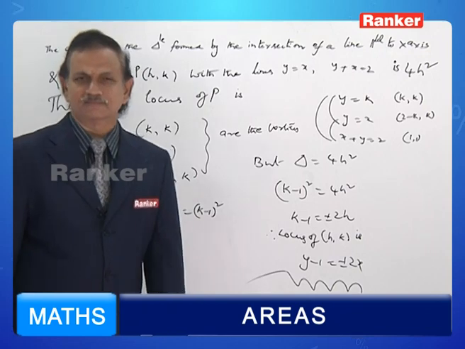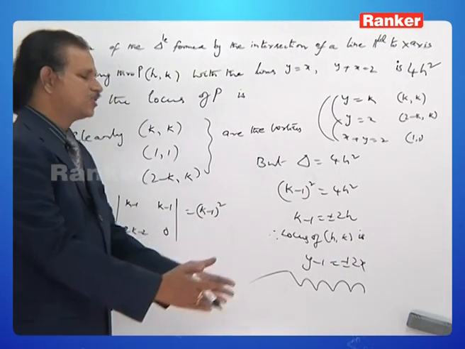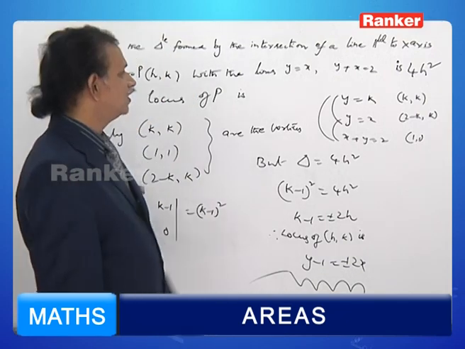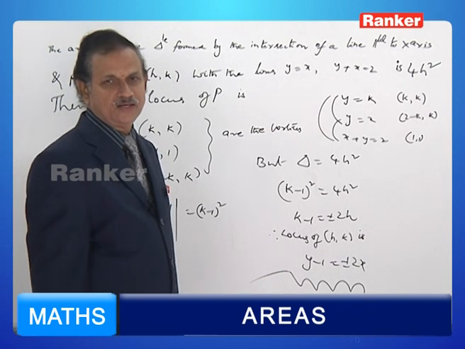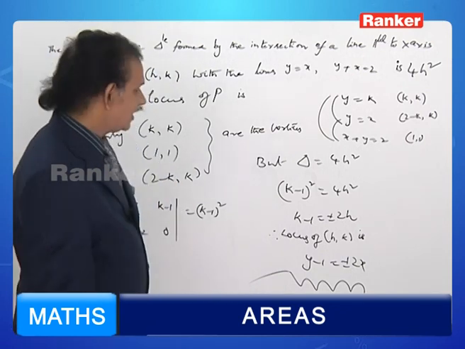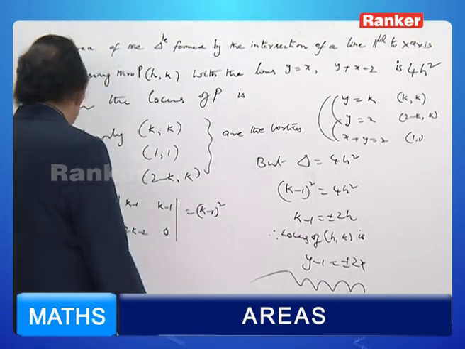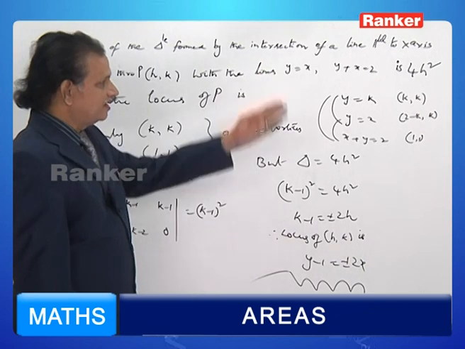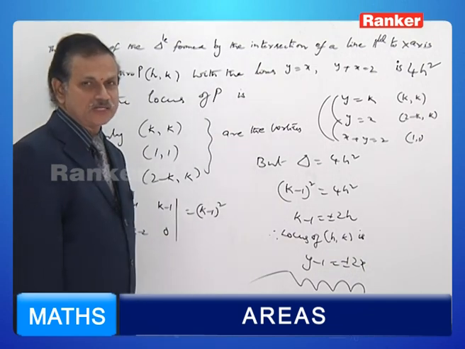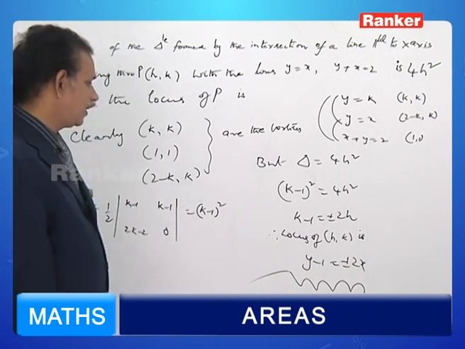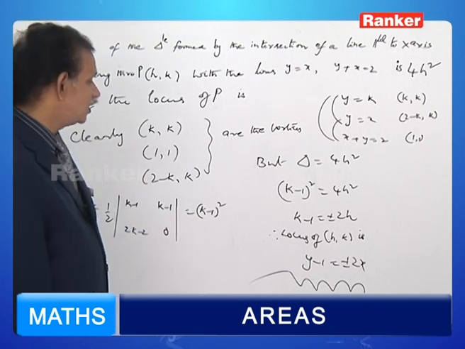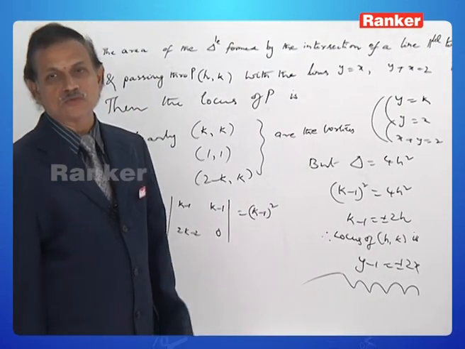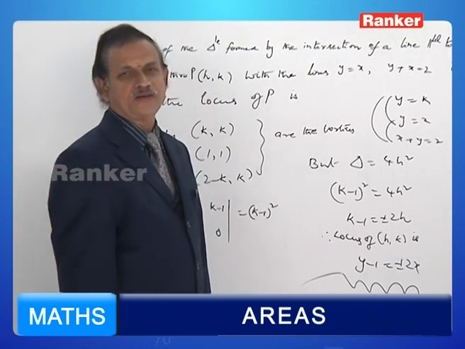That's all. Very simple problem, which needs no graph at all, which needs no representation at all. The clue here is you are supposed to have the vertices of the triangle so that you can estimate the area of the triangle immediately on the spot like this. It is k minus 1 whole square, and you equate this area to the given 4h square. K minus 1 is equal to plus or minus 2h, hence the locus of (h, k) is y minus 1 is equal to plus or minus 2x. Of course, it is a pair of straight lines. One is y minus 1 is equal to 2x, and the other is y minus 1 is equal to minus 2x. That is the required locus.